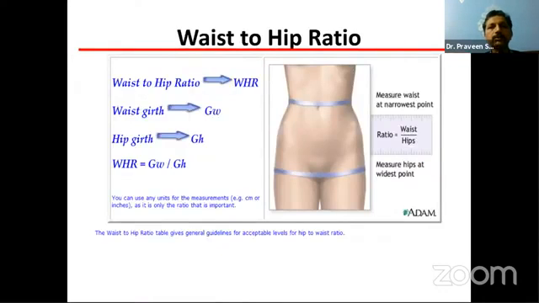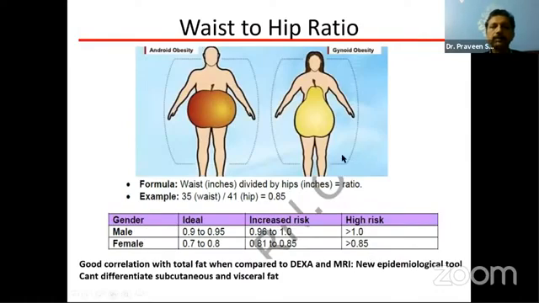Then we have the waist to hip ratio, in which the waist and the hip girth are measured and the ratio is taken out. It again assesses fat, but the distribution of fat cannot be assessed, whether it is more abdominal or more gluteal muscle.